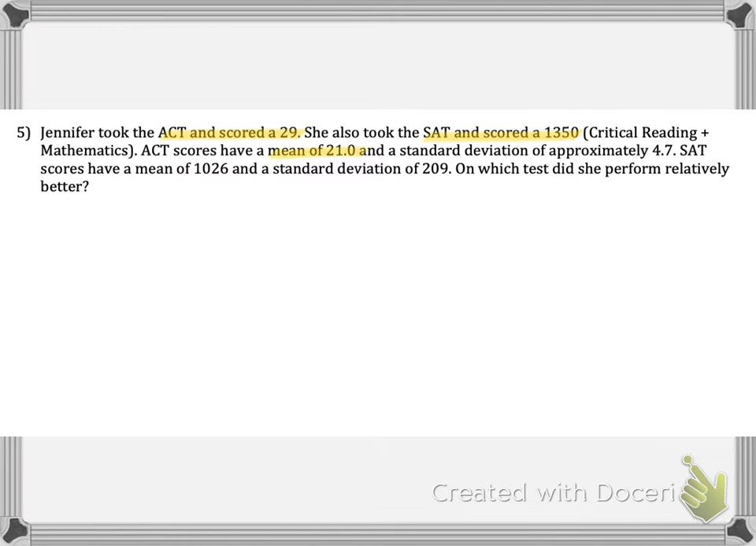ACTs have a mean of 21 and a standard deviation of 4.7. SATs had a mean of 1026 and a standard deviation of 209. On which test did she perform relatively better? Okay, we know that to answer this question, we must compute two z-scores and compare them.